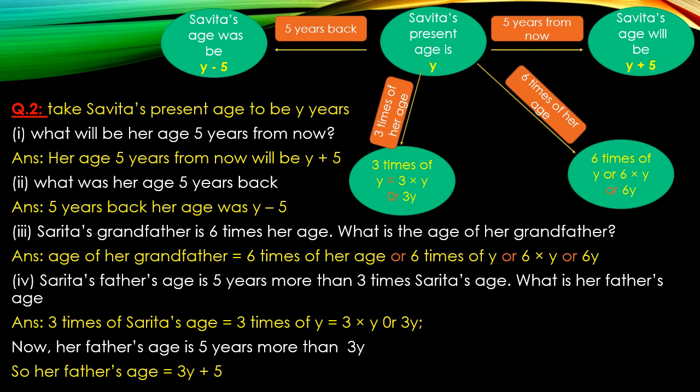Now see the diagrammatical view of this question. Savita's present age is Y, which is given in a green oval. Now on the right side, 5 years from now Savita's age will be Y plus 5. On the left side, 5 years back her age will be Y minus 5. Now down towards the right, 6 times her age will be 6 times Y, 6Y, and 3 times her age will be 3Y. Y is the present age. So you can see the diagrammatical view also.